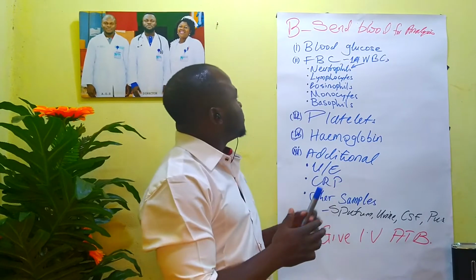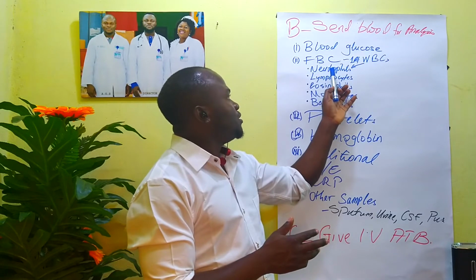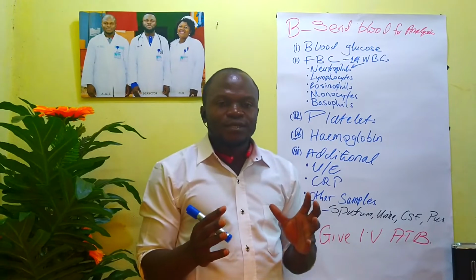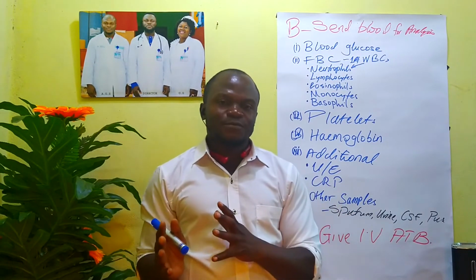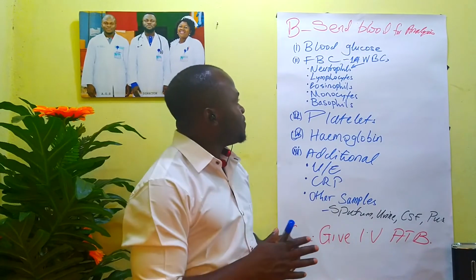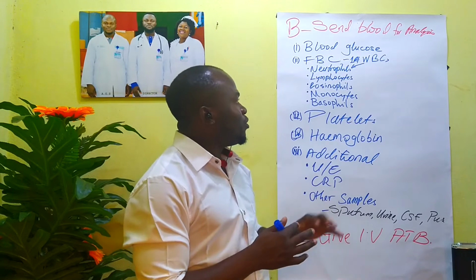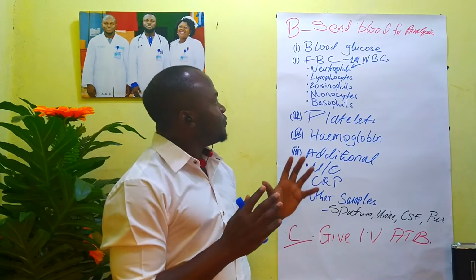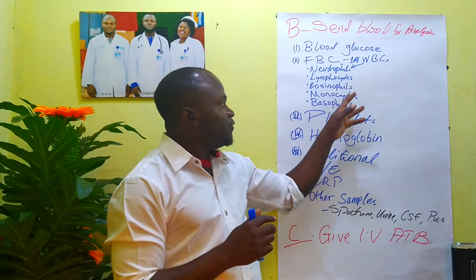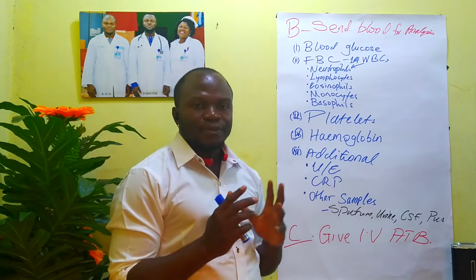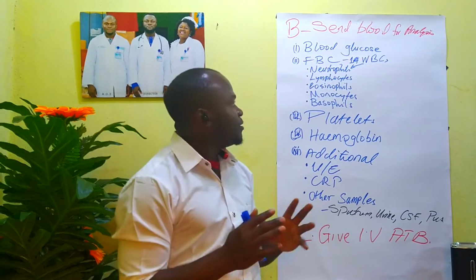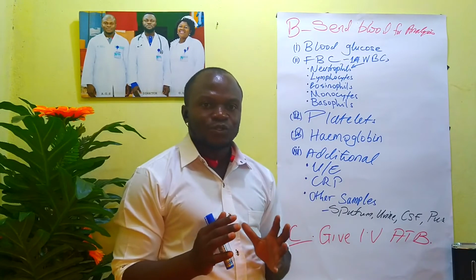The first blood test that we want to run is the full blood count. What in the full blood count is important for us to see? We have the white blood cell count, and remember, there are 5 components here: the neutrophils, lymphocytes, eosinophils, monocytes, and the basophils. These are the different components that we want to look at in the white blood cell count.